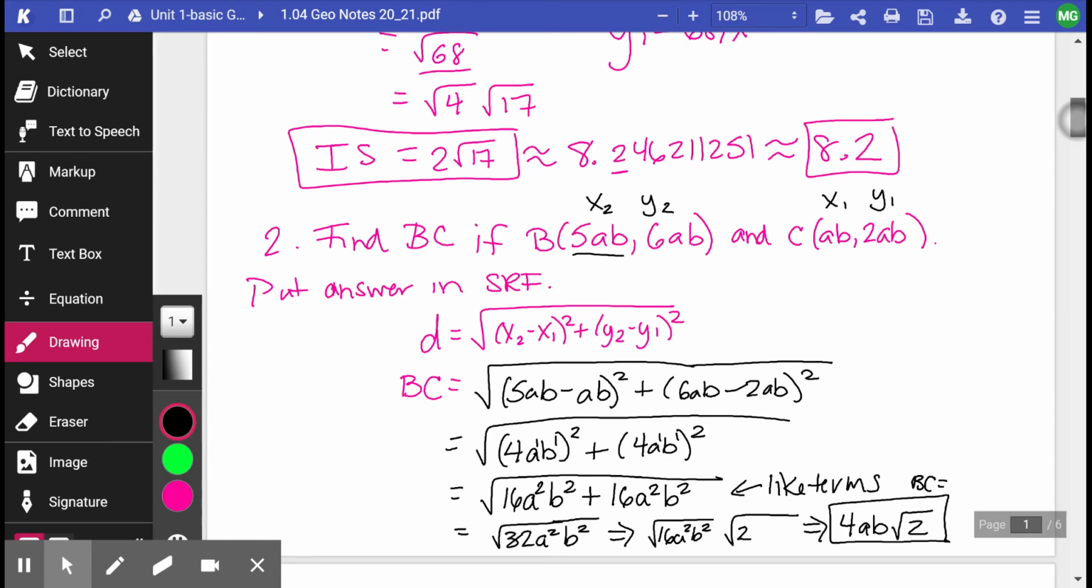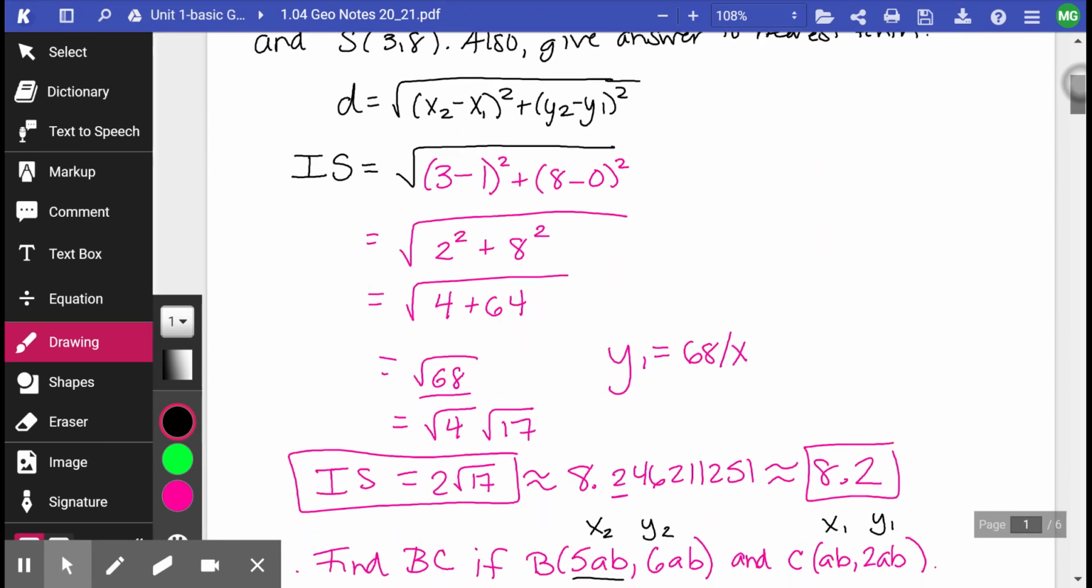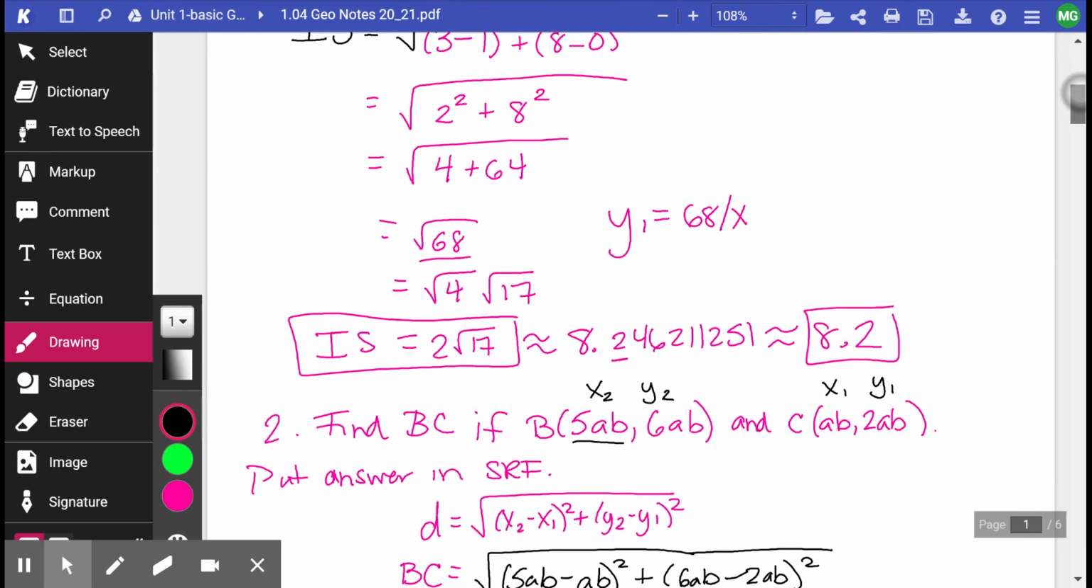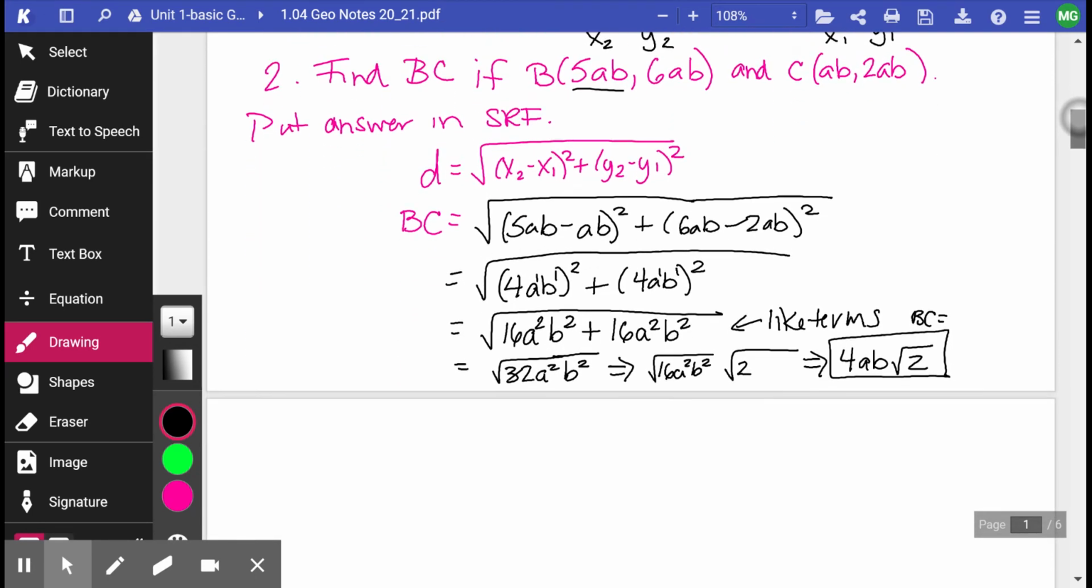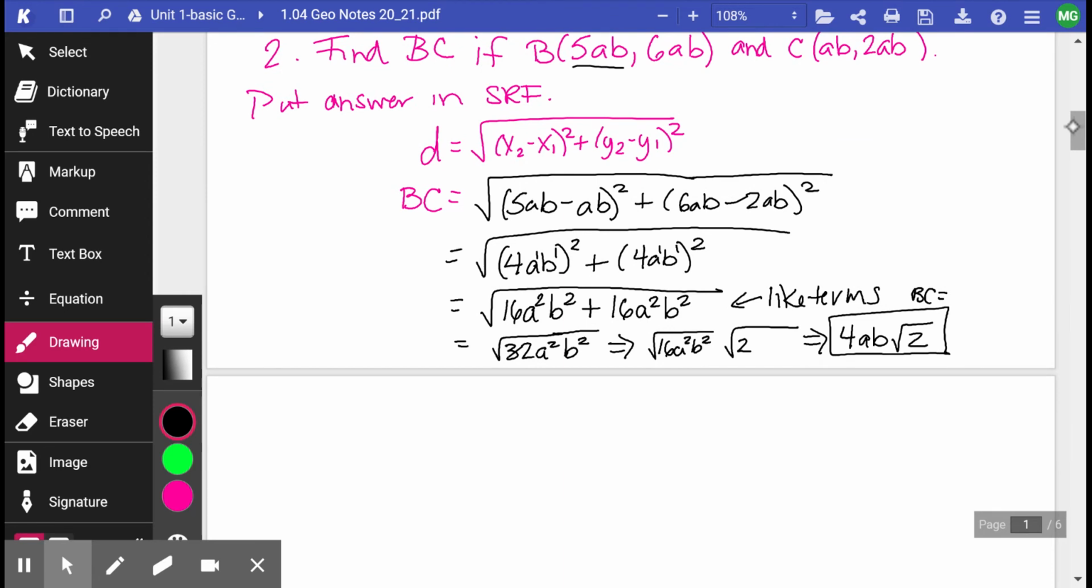So kind of 2 examples, one very basic where you have just constants given as ordered pairs, and then number 2 where you have a little bit more challenging because we threw in some variables there, so you have to be able to work with your variables as well. Now we're going to move on to talking about midpoint formula.